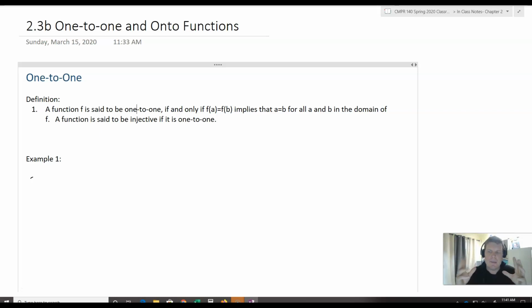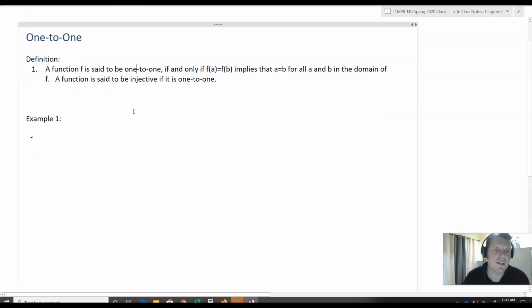But basically, the idea behind one-to-one is that if I take one element in the codomain, or the range, it'll map back to only one element in the domain. So basically, I'm going to start over here in the codomain, and I'll map backwards to one and only one element in the domain. So let's take a look at an example first of something that actually is in fact one-to-one.